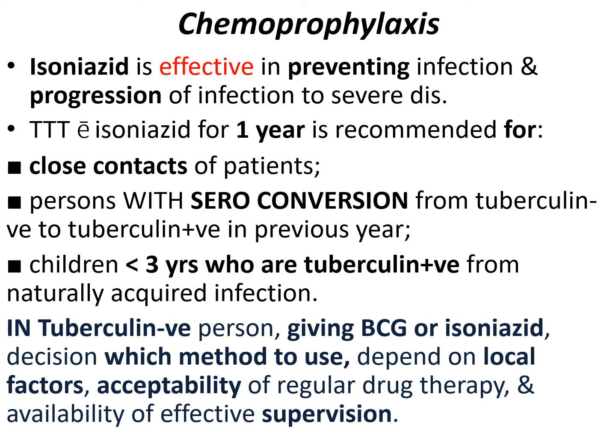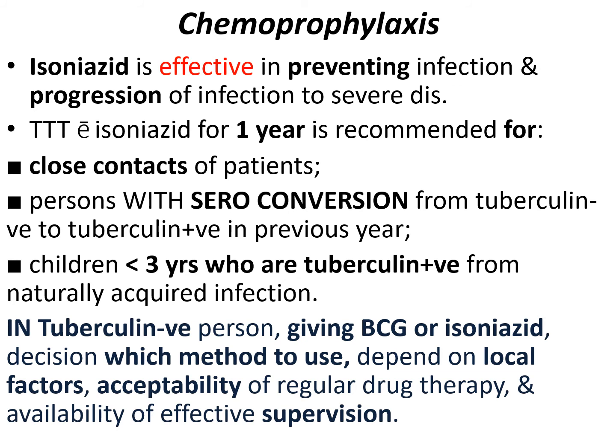Chemoprophylaxis. Isoniazid is effective in preventing infection and progression of infection to severe disease. Treatment with isoniazid for 1 year is recommended for close contacts of patients, persons with seroconversion from tuberculin negative to tuberculin positive in the previous year, and children less than 3 years who are tuberculin positive from naturally acquired infection. In a tuberculin negative person, giving BCG or isoniazid, the decision of which method to use depends on local factors.